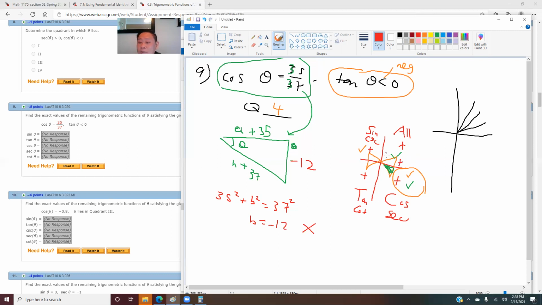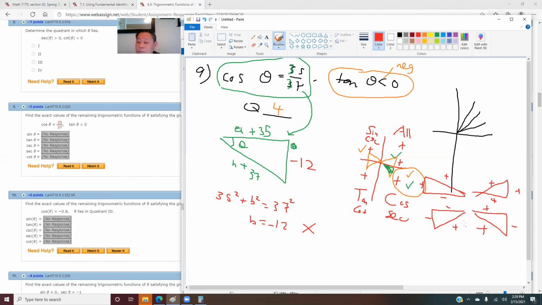When you do your triangle for quadrant 1, everything is positive. When you do quadrant 2, the x will be negative, and the y will be positive. Your hypotenuse is positive. When you do quadrant 3, both your x and your y are negative. The hypotenuse is positive. And when you do quadrant 4, your x is positive, your y is negative. Your hypotenuse is always positive.